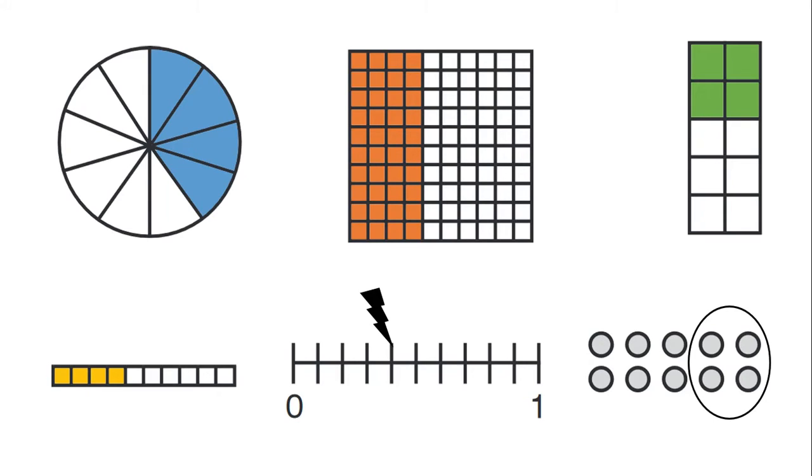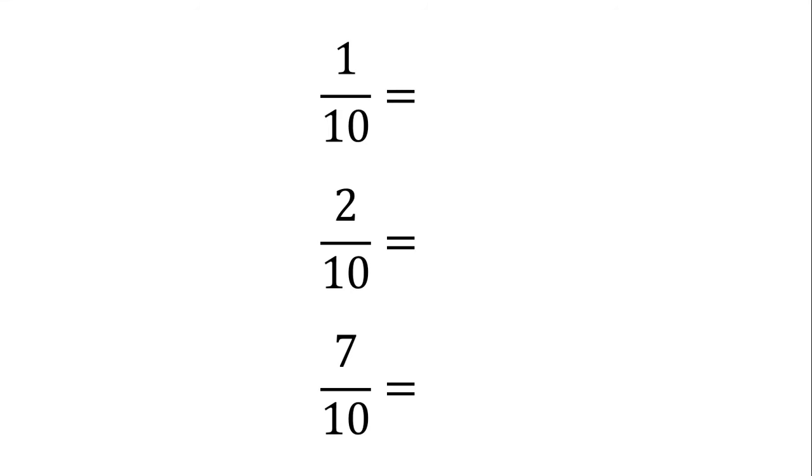So we know pretty well how to represent tenths as pictures. How do we represent them as decimals again? What we need to do is take a look at the digit in the numerator, and then put that digit in the tenths place. So 1/10 is the same as 1 in the tenths place. 2/10 is the same as 2 in the tenths place. 7/10 is the same as 7 in the tenths place.